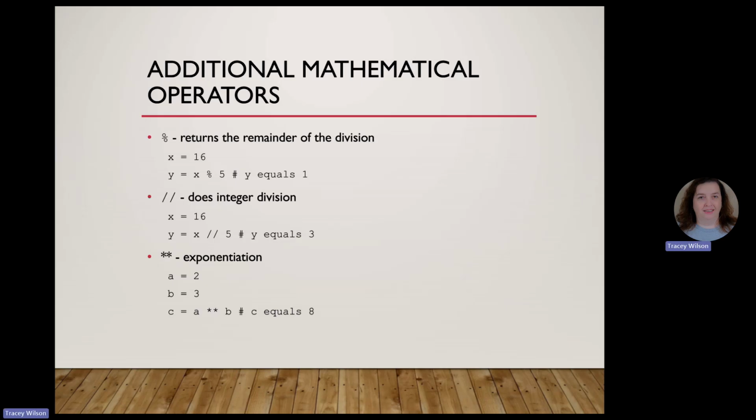What do these symbols mean? Right? 2 stars means exponents. So if I need to raise something to a power, I use 2 stars. If I wanted 2 to the 4th, I would do 2 star star 4. Or in this case, if A is equal to 2 and B is equal to 3, and I do A star star B, it means that I'm raising 2 to the 3rd power.